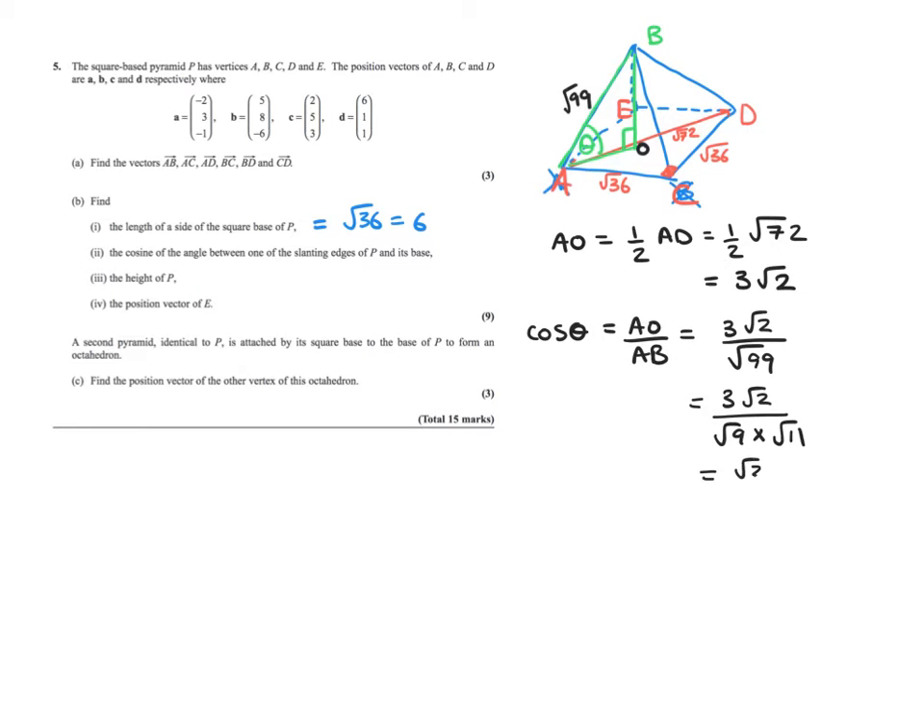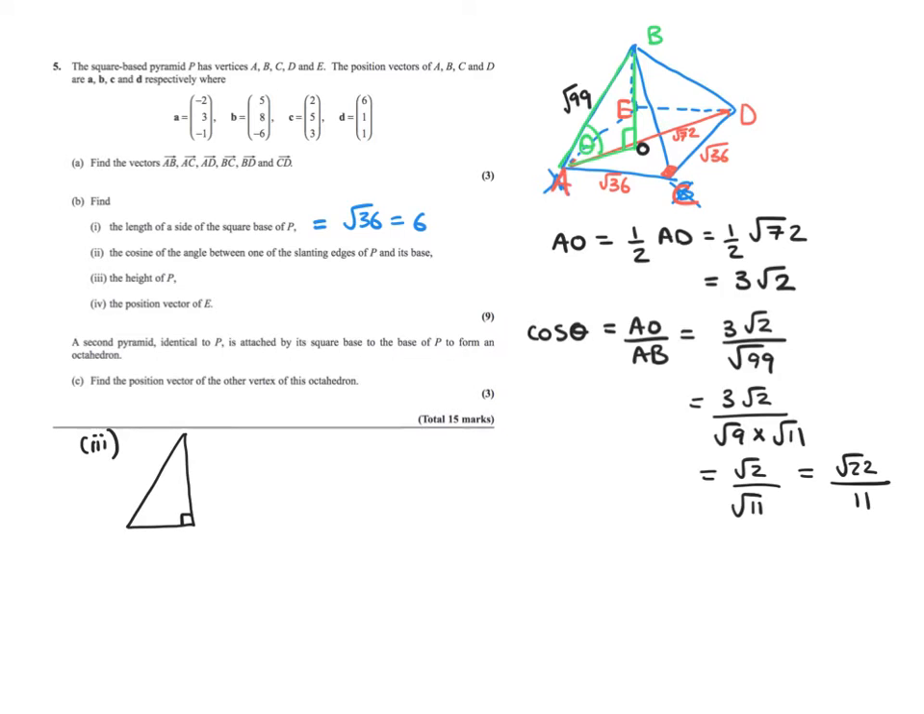So we end up with √2 over √11. You can rationalise the denominator as well, √22 over 11. Now, part 3, we've got to work out the height of P. Well, that can be done in a number of different ways.